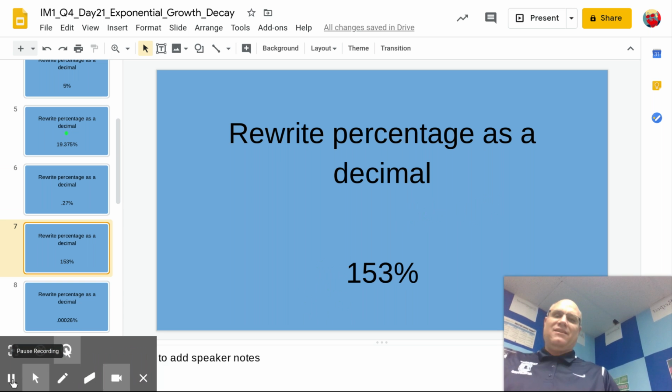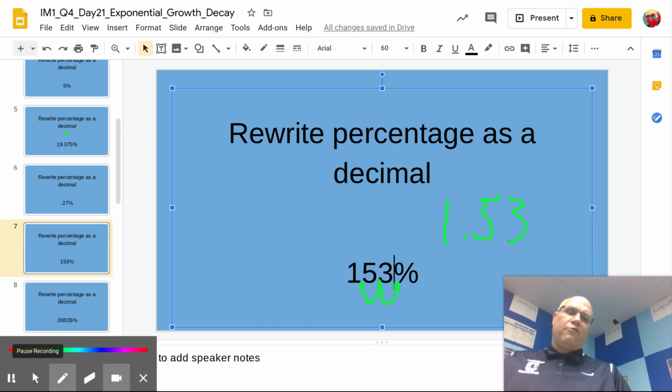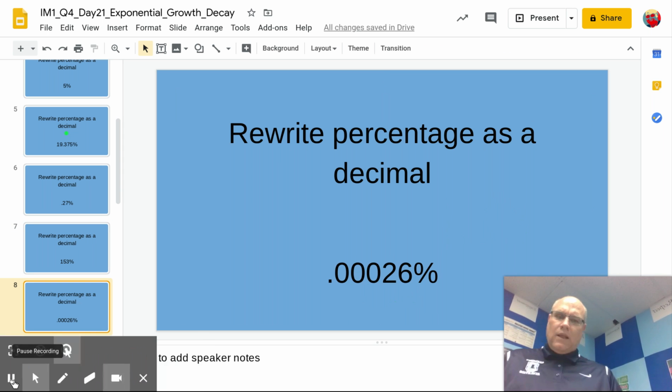How do you write that as a decimal? 153%. So for 153%, the decimal's after the 3. So we move that 2 to the left, so we get 1.53. Makes sense. 1 represents 100%. So 153% is 1.53.